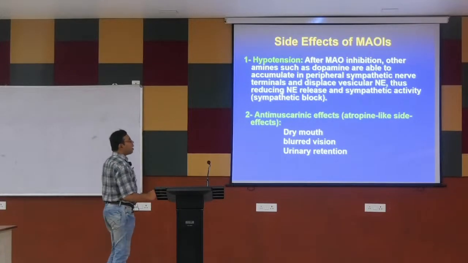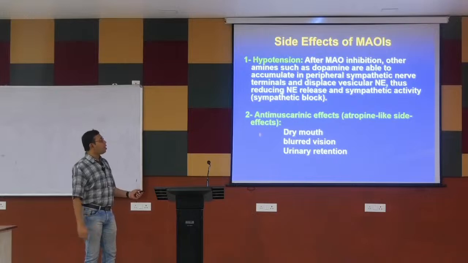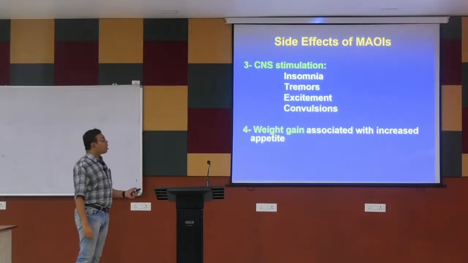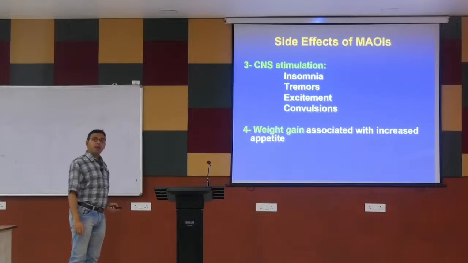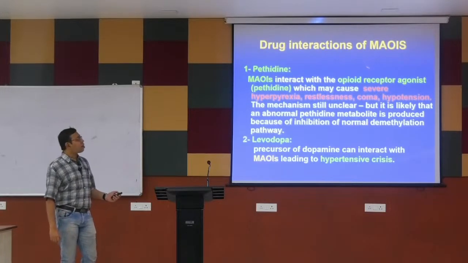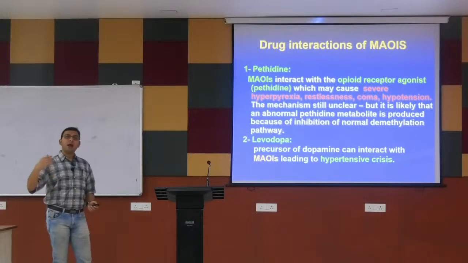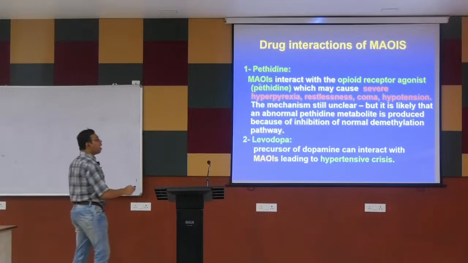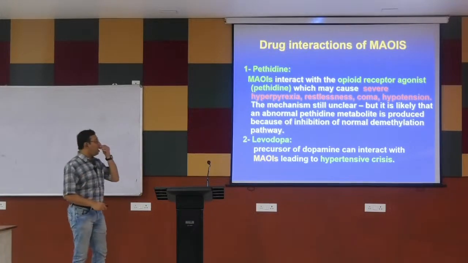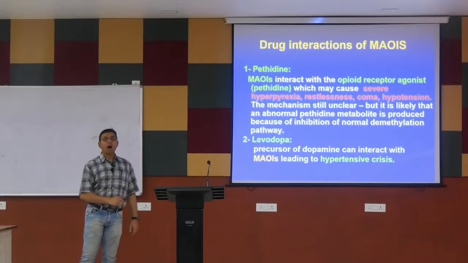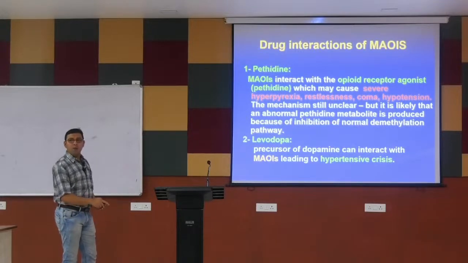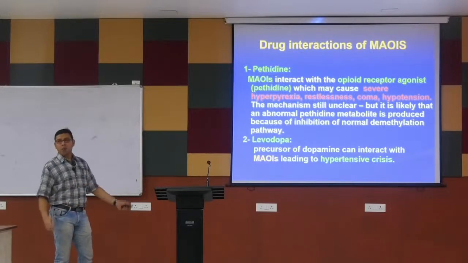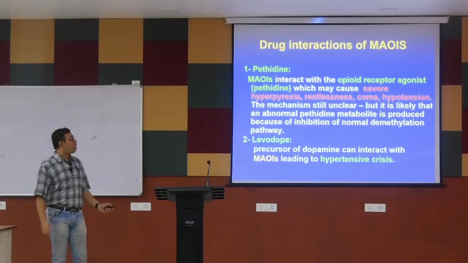Side effects, hypotension can happen. So there may be sudden hypotension, there may be antimuscarinic effects, similar anticholinergic effects. There may be CNS stimulation, there may be weight gain. All this can happen with the MAO inhibitor. And drug interactions: there are very many drug as well as food interactions with MAO inhibitors, like pethidine. When pethidine or morphine is given, there may be severe hyperpyrexia, restlessness, coma, hypotension. When levodopa is given, levodopa is used for Parkinson's disease, when it is combined, there may be hypertensive crisis, sudden rise of the blood pressure.